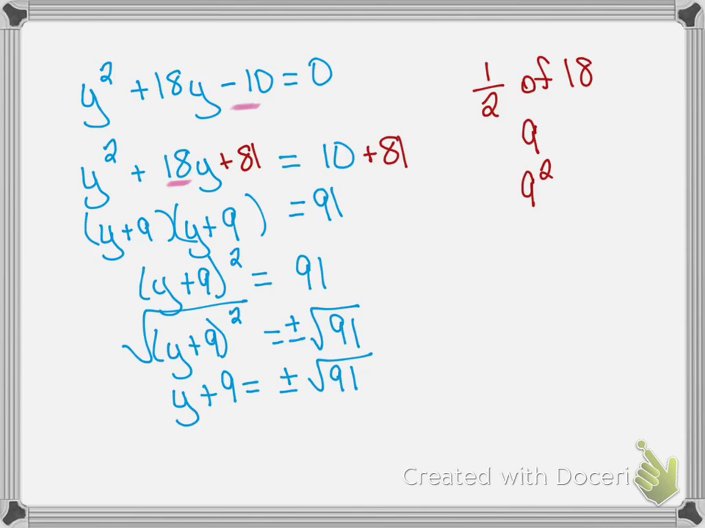Now, nothing factors into 91. 7 goes into 91, but 7's definitely not perfect, and I think it goes into it 13 times. So 7 times 13 is not going to get me anywhere. We're just going to leave that the way that it is. Then my last step is to subtract that 9 from both sides. And so my final answer is y equals negative 9 plus or minus the square root of 91.